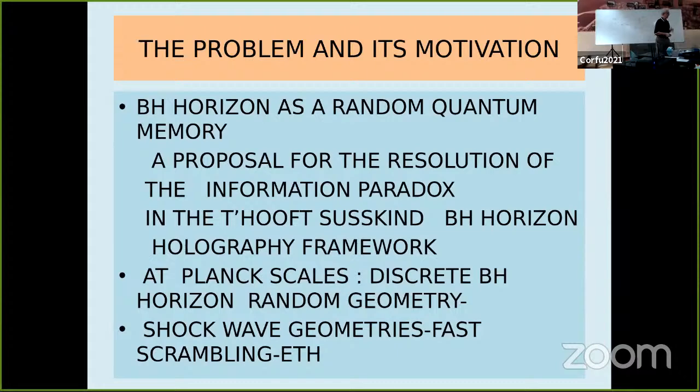Okay, so the idea is that there is a memory on the horizon. This memory is not lost, and the information is not lost, but it is kept through the random changes of the geometry of the horizon. This idea was taken up much later, and people started to look for what are called random geometries, by Stanford, Shenker, Maldacena, and others.